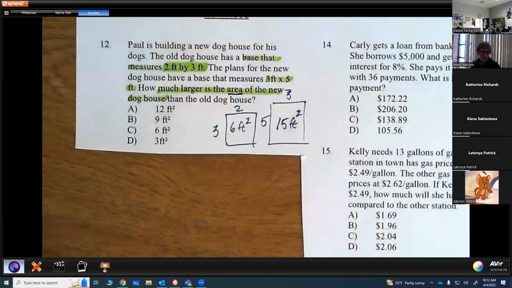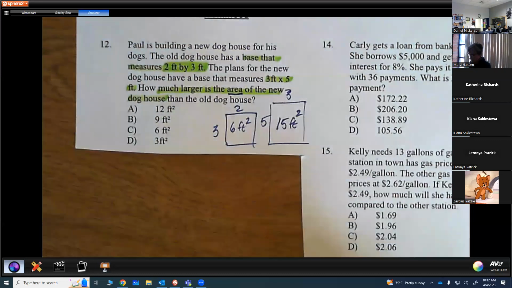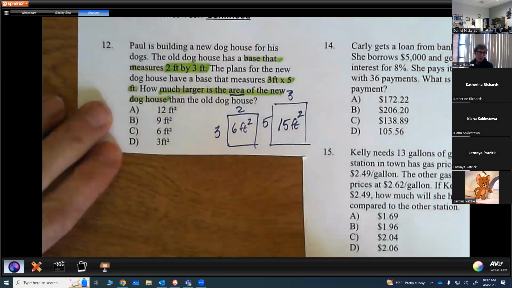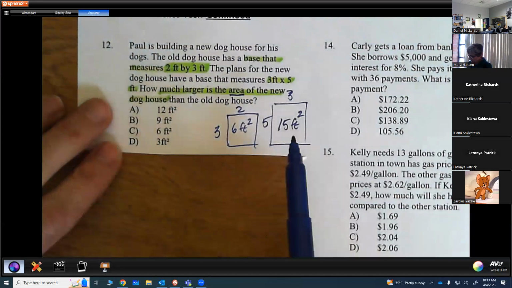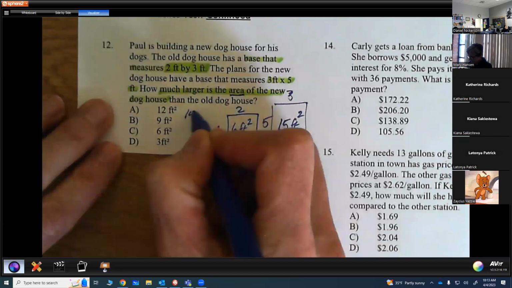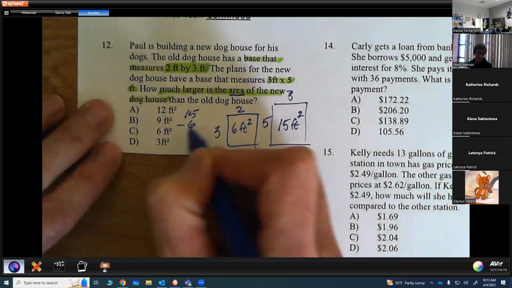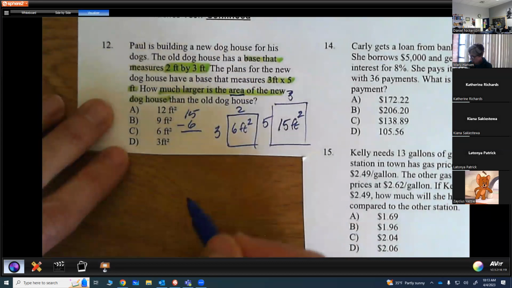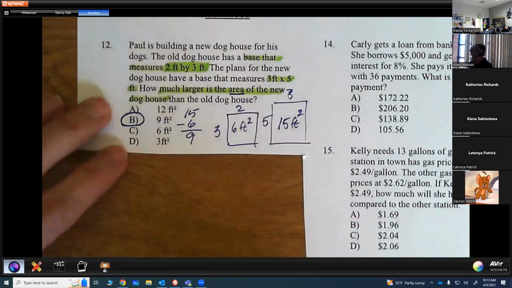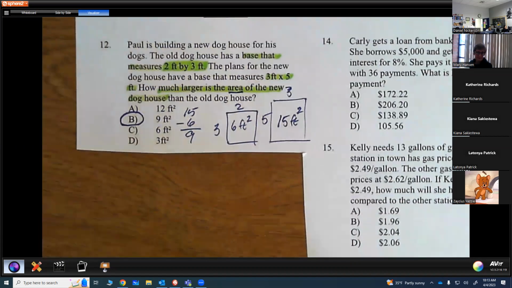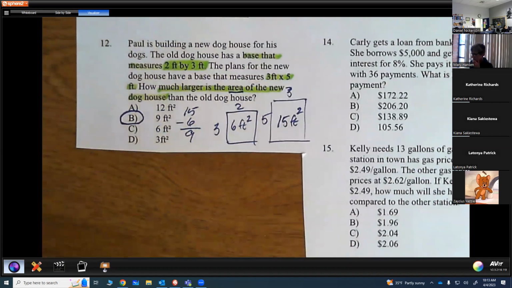So he more than doubled the size of the doghouse, the area of the flooring anyway. And so it's asking how much larger is it? And so that would be a subtraction problem to figure out the difference between them, or how much larger. And so B would be the correct answer at 9 square feet larger. Any thoughts or questions on that? Okay.